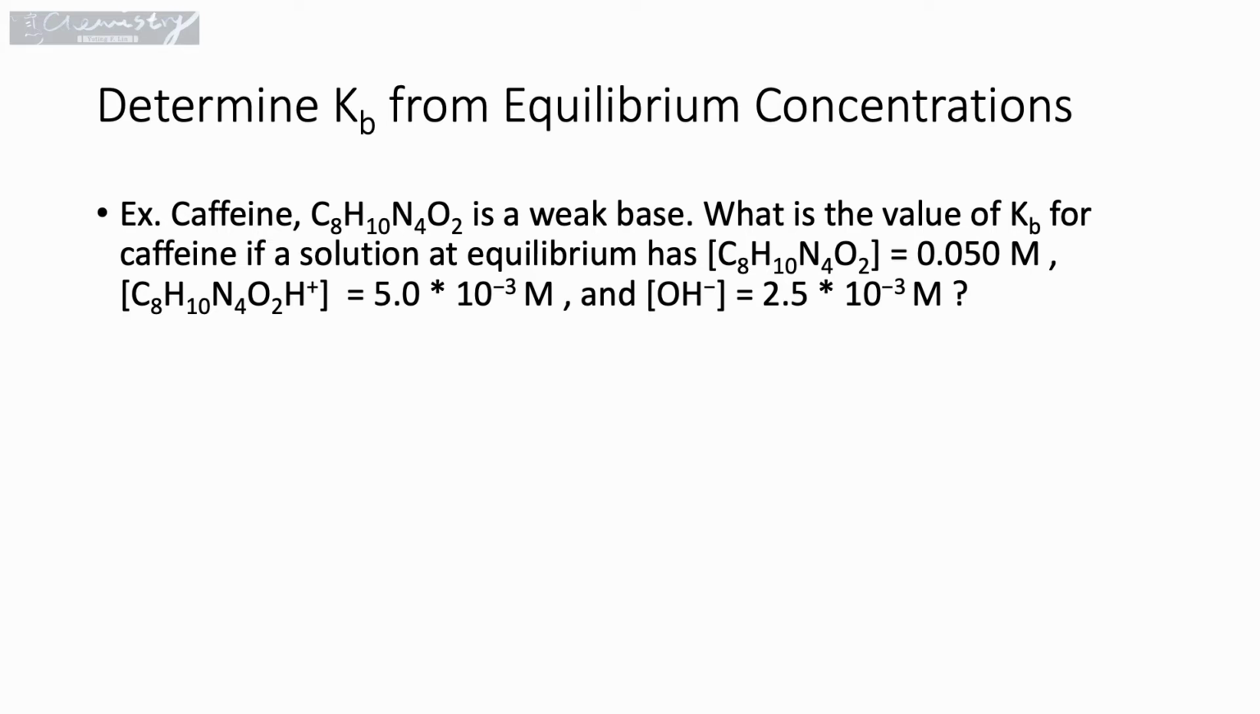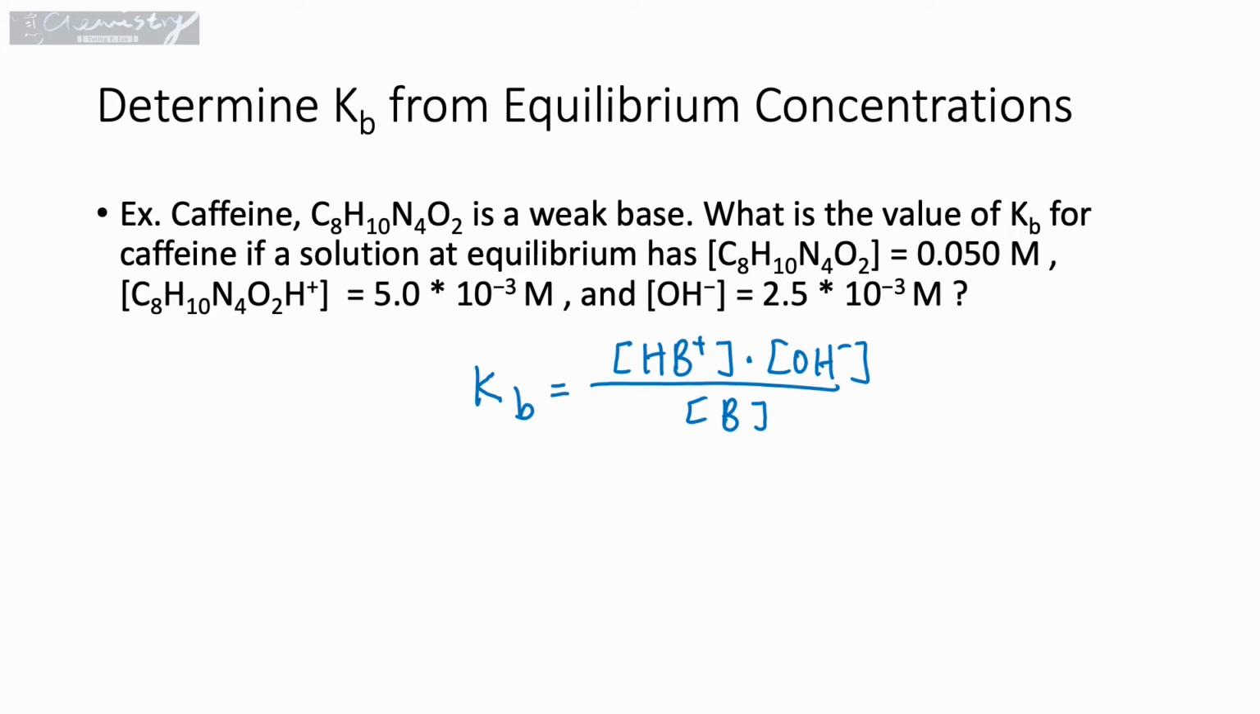Caffeine, C8H10N4O2, is a weak base. What is the value of Kb for caffeine if a solution at equilibrium has the concentrations as follows? Looking at this, we know that Kb, the base dissociation constant, can be calculated by having the conjugate acid of the base multiplied by the hydroxide ion concentration divided by the concentration of the base.